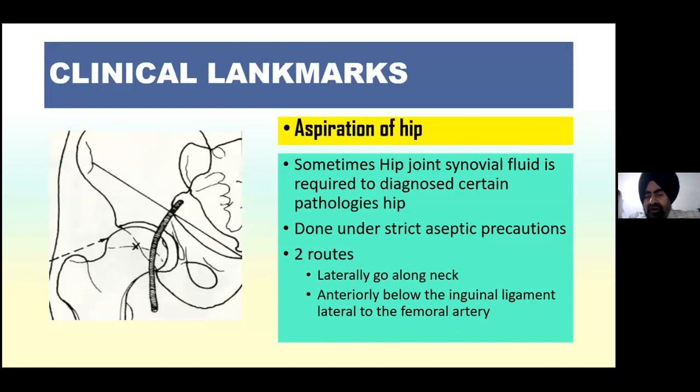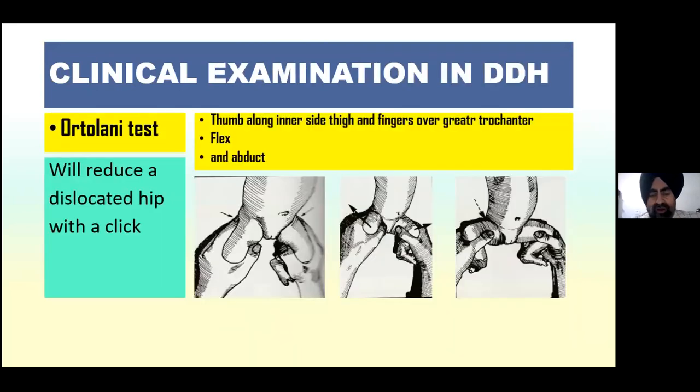Femoral nerve is the most lateral structure in the femoral triangle. Femoral artery is medial to the nerve. These are the two tests for congenital dislocation of the hip.